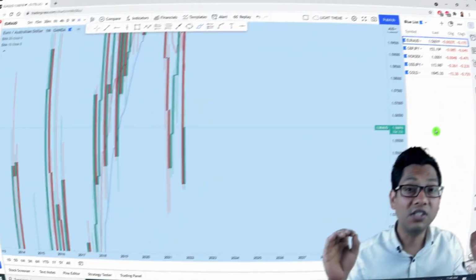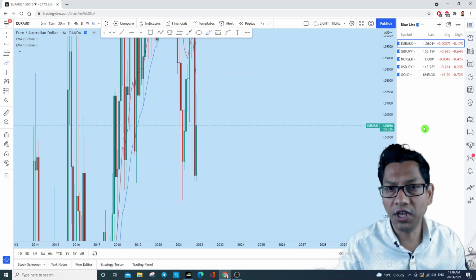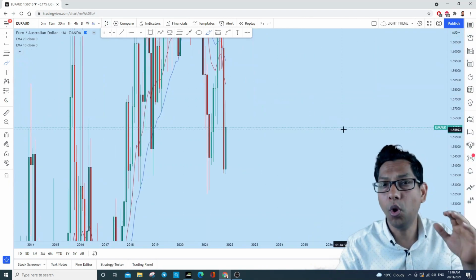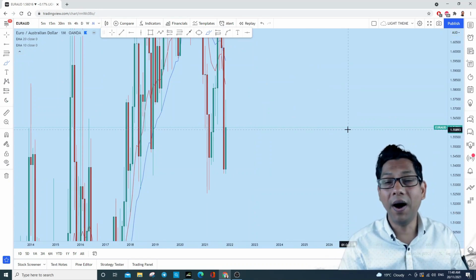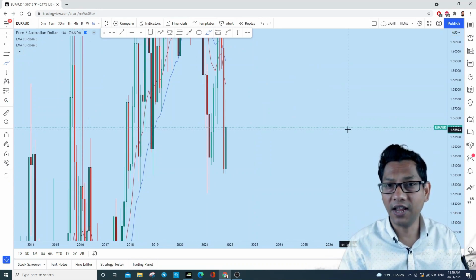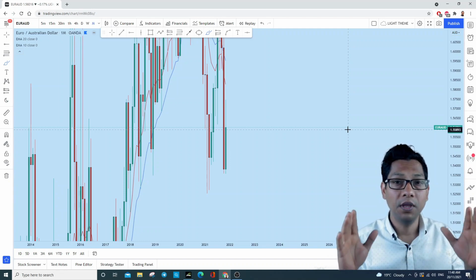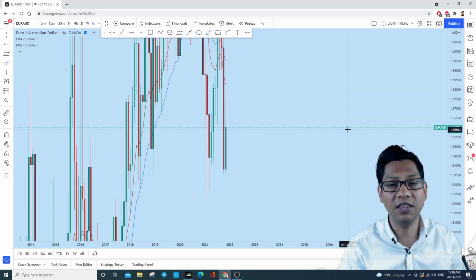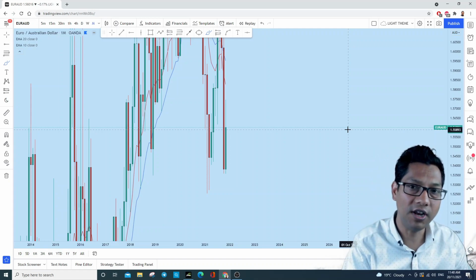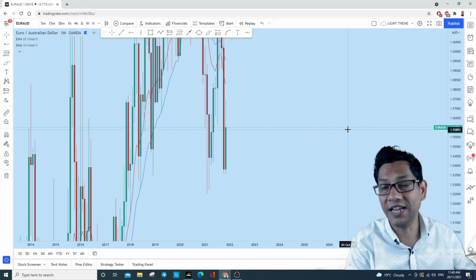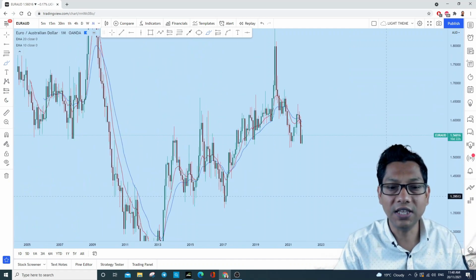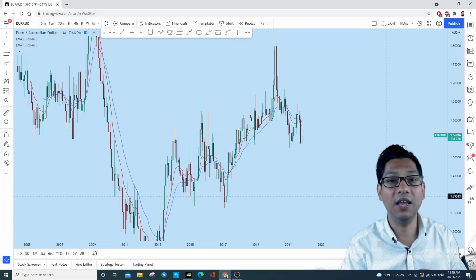Okay, so let's start with Euro AUD first. Now let's start with monthly time frame. Why monthly? Because remember, monthly, weekly or higher time frame removes all the lower time frame noise. You can get a clear direction in the market and then you can enter the trade based on 4-hour, daily or lower time frame. So with that said, on the monthly, what you see is that Euro AUD is in a downtrend.